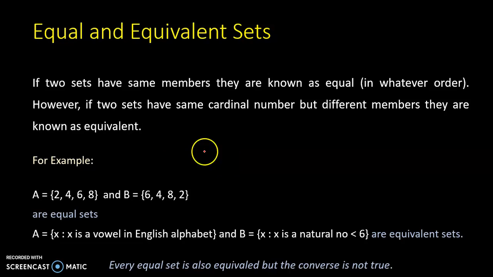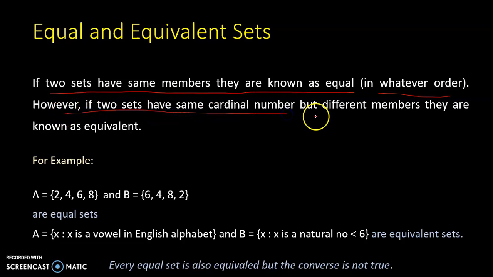Important: equal and equivalent sets. The equal set is when two sets have the same members, they are known as equal sets in whatever order. That means order doesn't matter. However, if two sets have the same cardinal number but different members, they are known as equivalent.